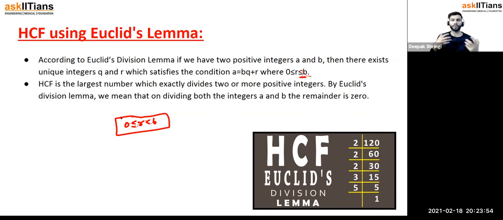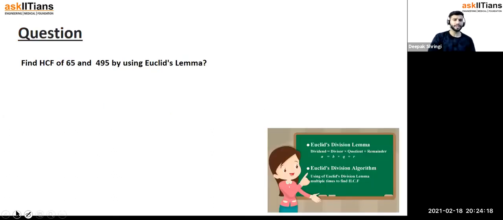Absolutely, we know how to find the HCF, sir. But what we are going to learn here is the HCF by using Euclid's division lemma. So guys, by Euclid's division lemma, we mean that on dividing the integers a and b, the remainder has to be 0. And when the remainder is 0, at that time your divisor is your HCF. I will explain this with a question. Look at this, guys. You have to find the HCF of 65 and 495.